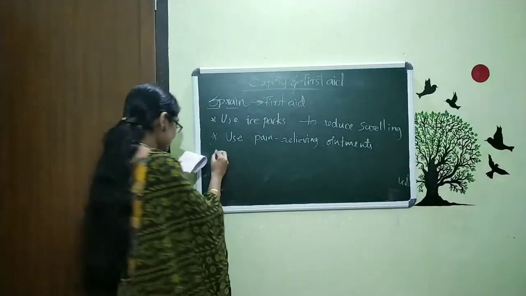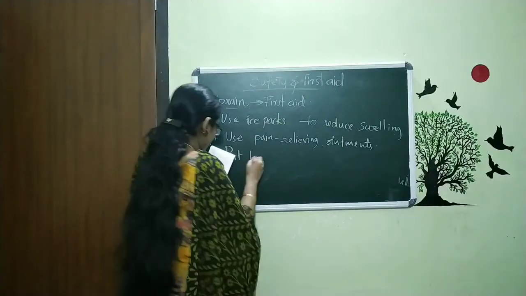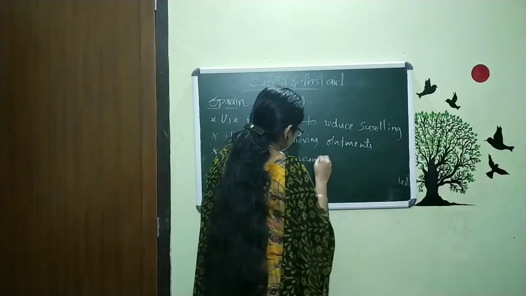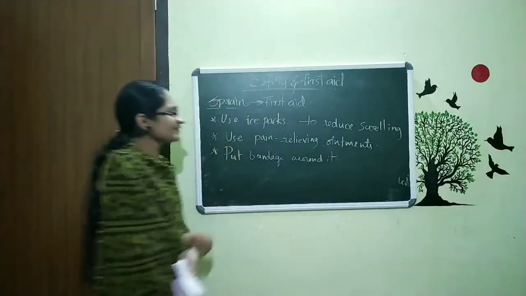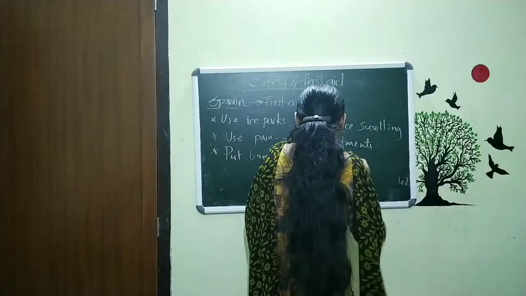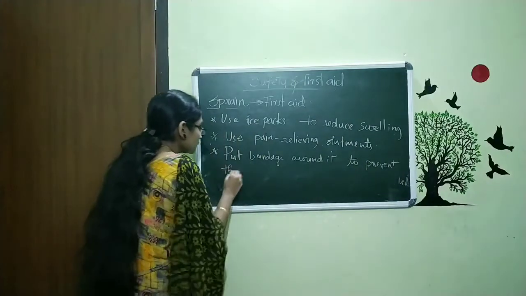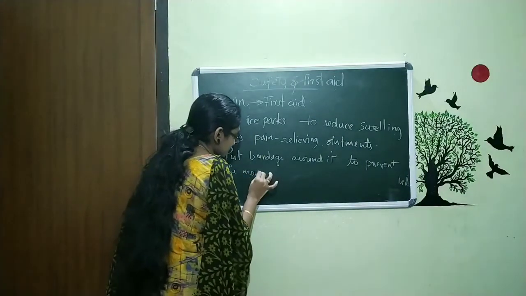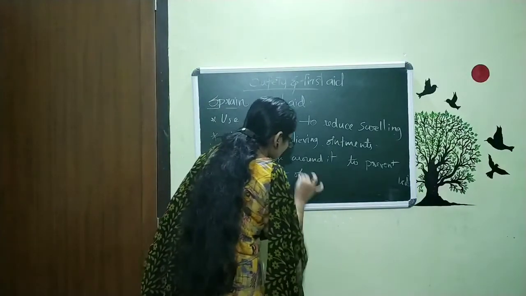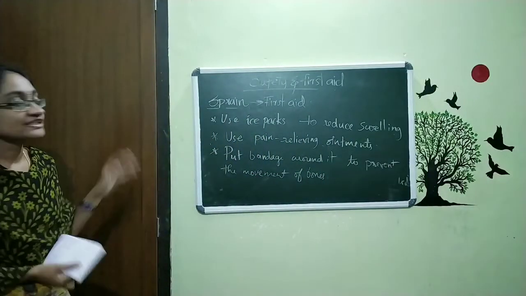The third point is this: put a bandage around it. Why are we putting a bandage around it? We are using it to prevent the movement of bones. These are the three first aid points explained in your textbook.